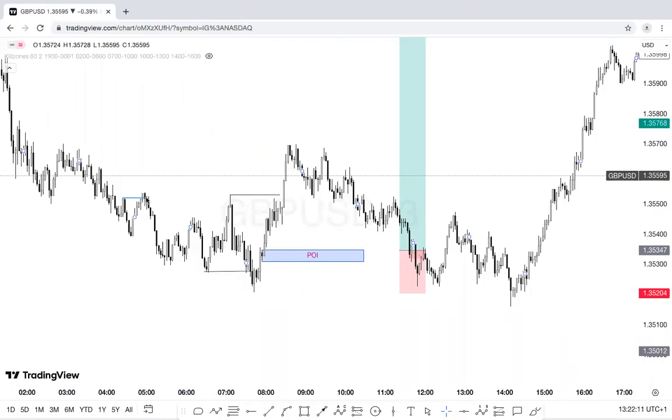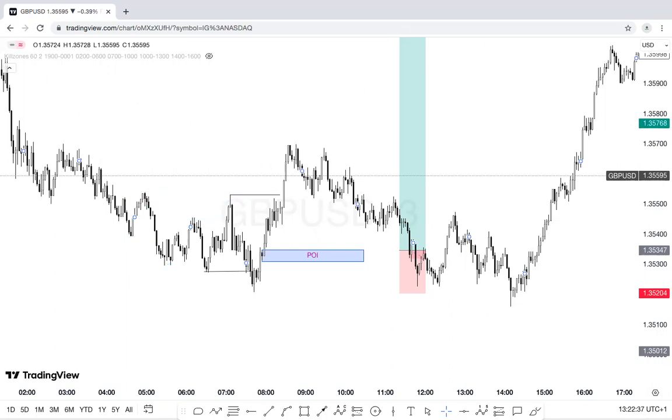Market created a valid protected high right here, right? And then we have this valid break of structure. The market created this inducement, right? So it means whenever the market wants to come, selling from this fair value gap right here is still very much okay. There's a fair value gap right here, and set your stop loss just above this point right here, right?